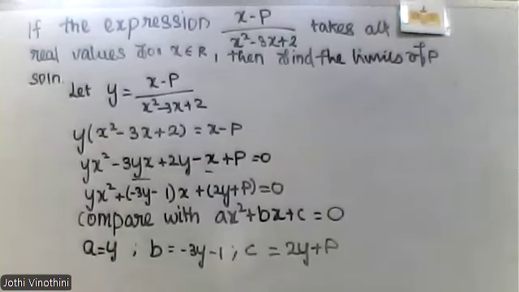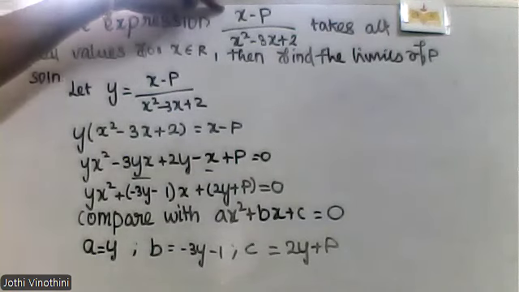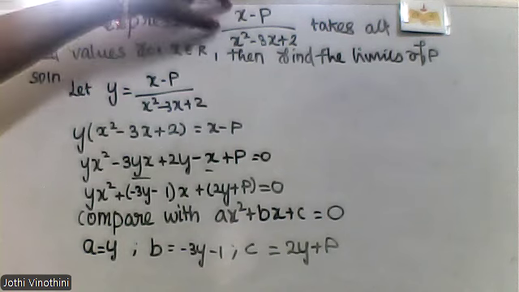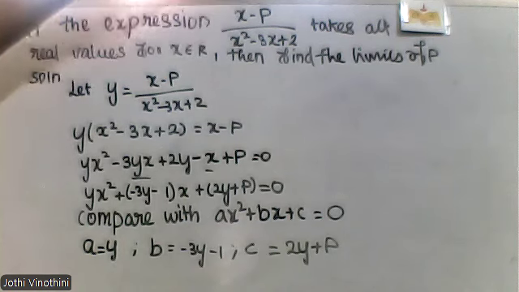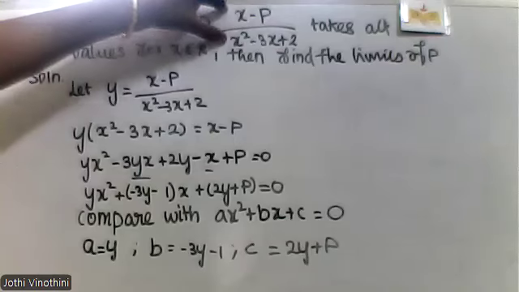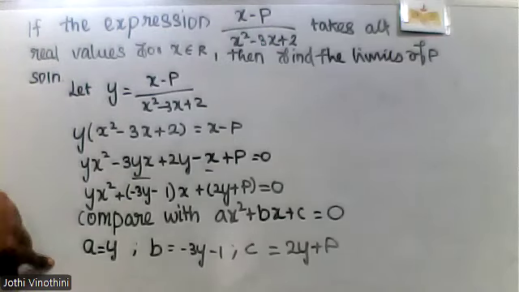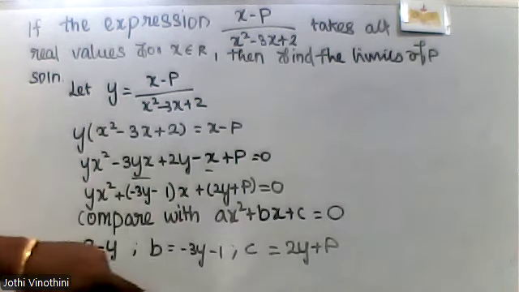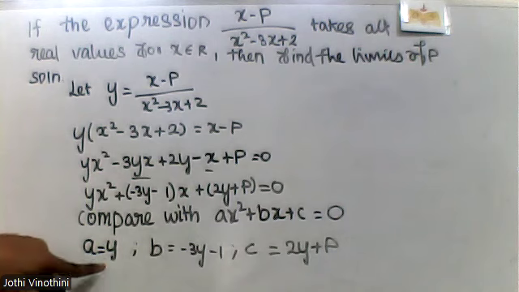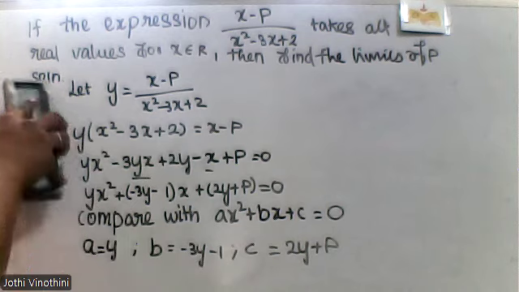Okay, I hope you are clear with this. Shall we move? Before that I will explain this once again. We are provided with the expression. In this expression, we have a variable p. We are going to find the limits of p, so we take the entire equation and equate it to y. We simplify this and compare it with ax squared plus bx plus c. And up to now we found the values of a, b and c.